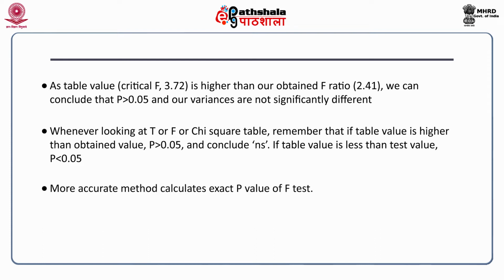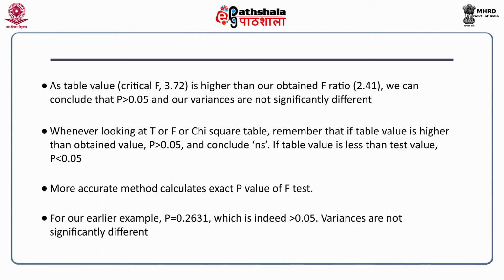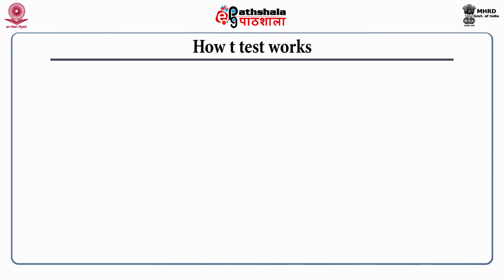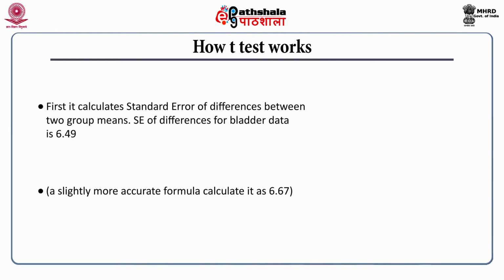A more accurate method is to calculate the exact p-value of the F-test. In our earlier example, P is equal to 0.2631, which is indeed higher than 0.05. Variances are not significantly different. So how do we perform the t-test, or how does the t-test work? First it calculates the standard error of the difference between the two group means.